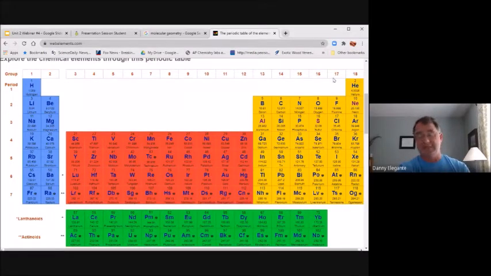Chlorine's in group 17, and it has 17 minus 10 is 7 valence electrons. Don't come over here and tell me hydrogen has got 1 minus 10 is negative 9 valence electrons. Nobody likes a smart aleck. So if it's less than 10, then it's just the group number. So hydrogen has 1 valence electron as we're going.